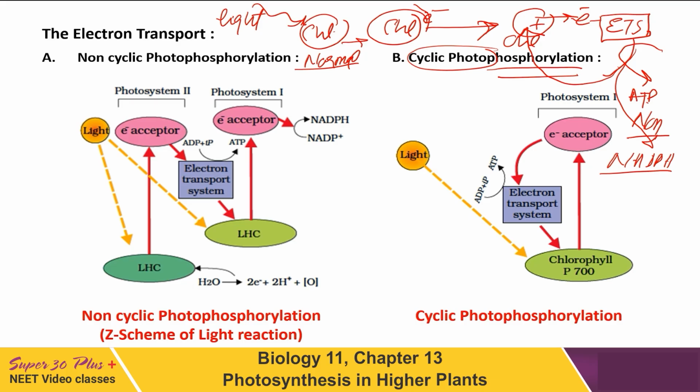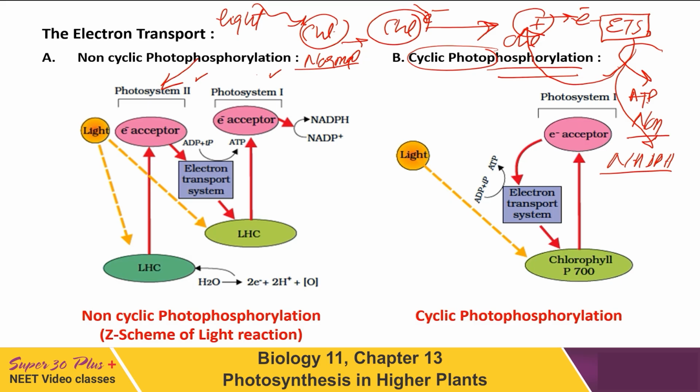Now see the basic things here. This is non-cyclic photophosphorylation, that is photosystem second. You see this, mark it here. In non-cyclic photophosphorylation you are seeing photosystem second and photosystem first. Both are involved, as I told you in the differences also.